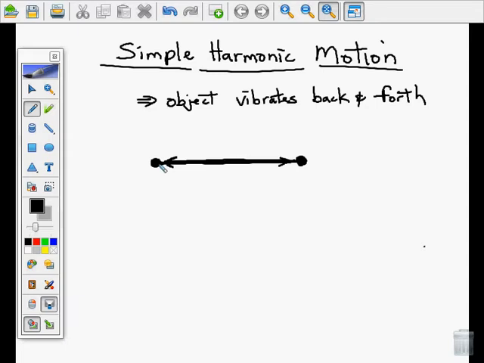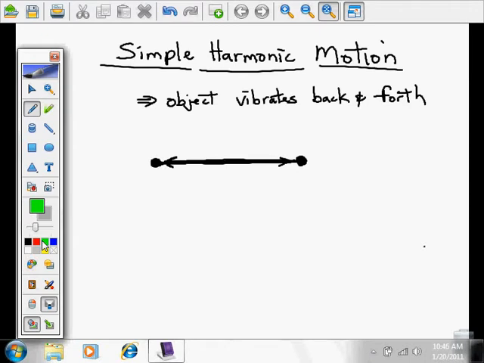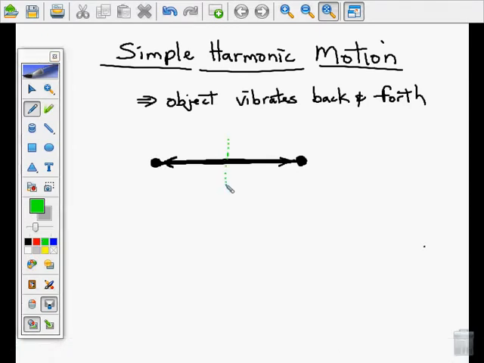But in order to be definitely simple harmonic motion, there's one stipulation that it has to be obeying. If you draw a line down the middle point of the vibration, the object's acceleration is greater the farther you are away from that middle line. The farther you get away from that middle line, the greater the object's acceleration.